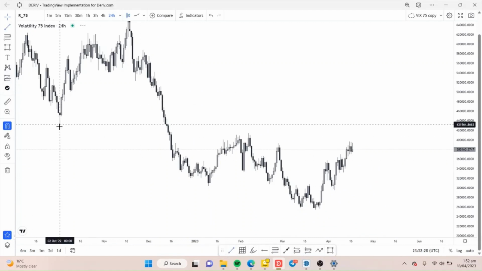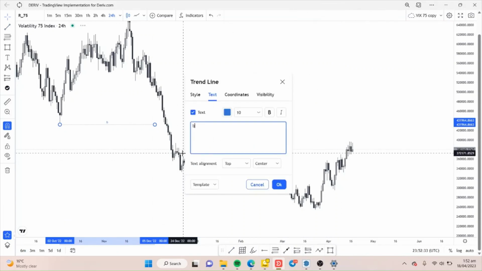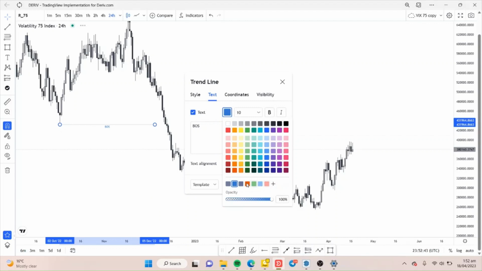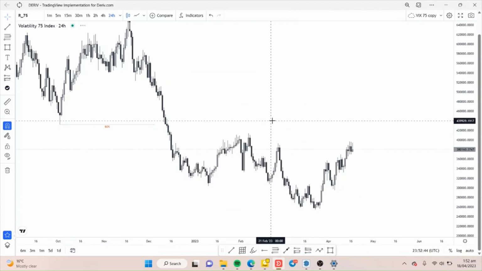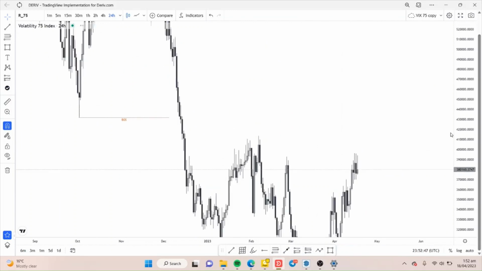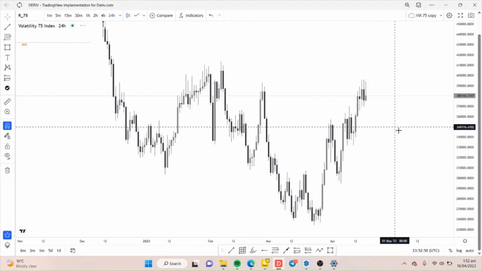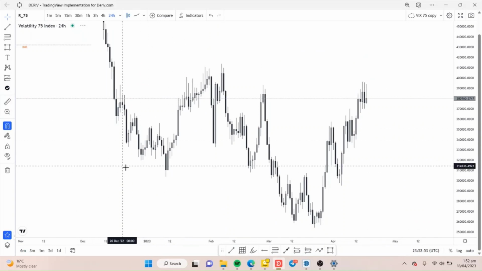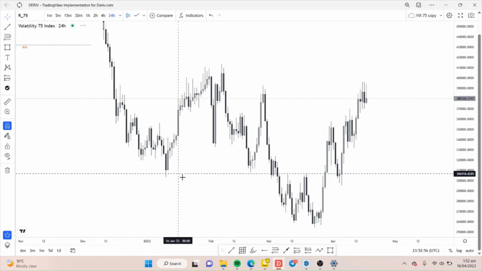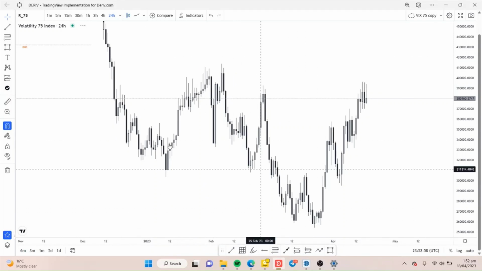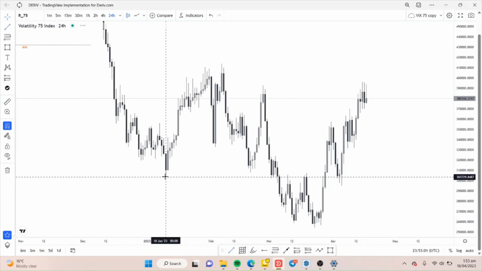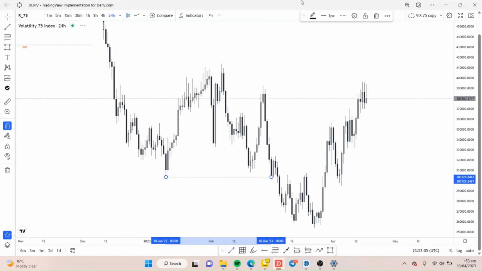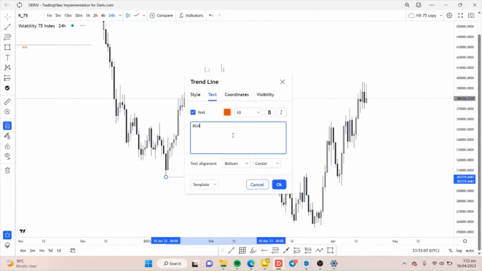So I'll mark up my structure. Remember, you have to learn market structure in order for all the setups that I do to make sense to you. So you ought to learn market structure to understand the trend that market is in. We had another lower low. Of course, all these are valid, but I won't consider them. I'll just consider the larger swings. Another break of structure here.